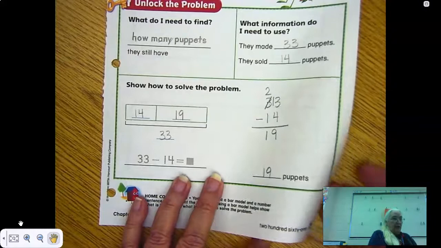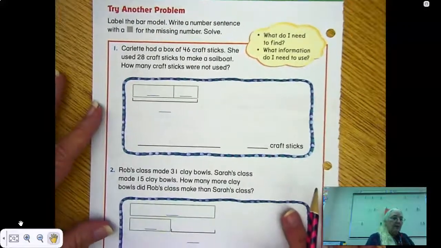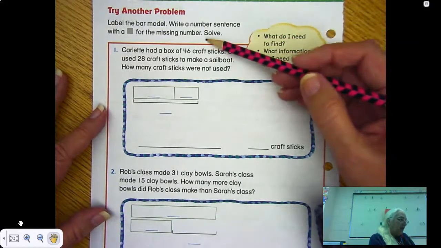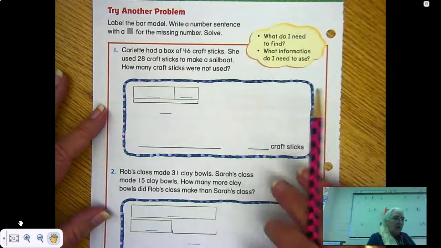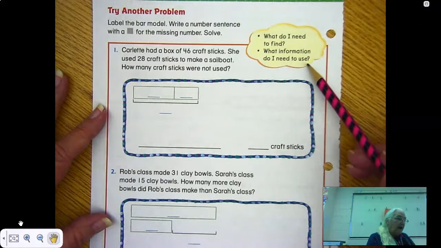Okay, turning over to the back of the page. We're going to try another problem. We're going to label the bar model, write a number sentence with a box for the missing number, then we'll solve it. So these are the questions I need to keep in mind. What do I need to find? What information do I need to use?